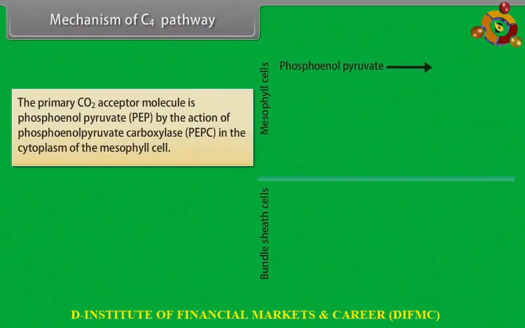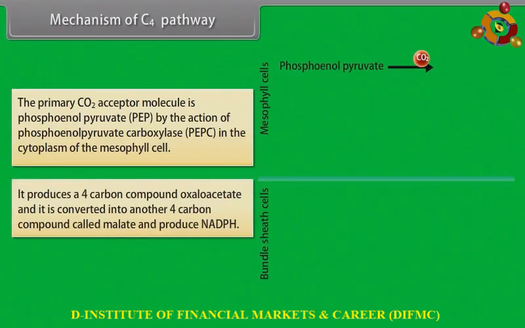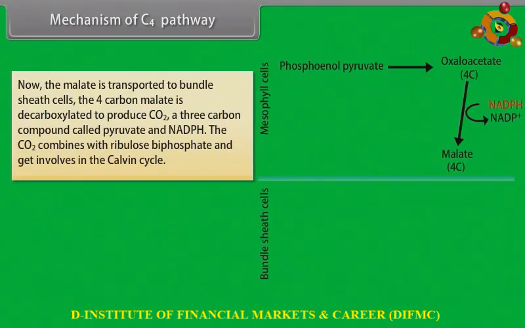Mechanism of the C4 pathway. The primary carbon dioxide acceptor molecule is phosphoenol pyruvate, by the action of phosphoenol pyruvate carboxylase in the cytoplasm of mesophyll cells. It produces a 4-carbon compound, oxaloacetate, and it is converted into another 4-carbon compound called malate and produces NADPH. Now, the malate is transported to bundle sheath cells. The 4-carbon malate is decarboxylated to produce carbon dioxide, a 3-carbon compound called pyruvate, and NADPH.